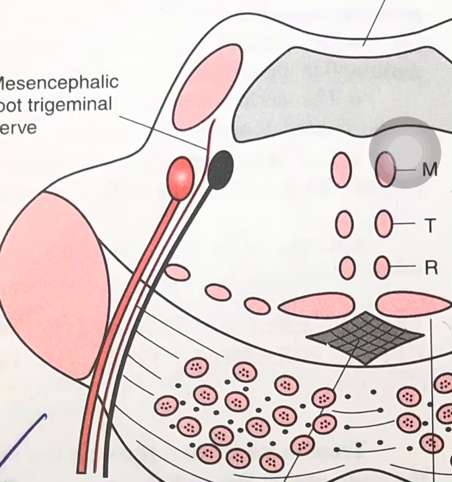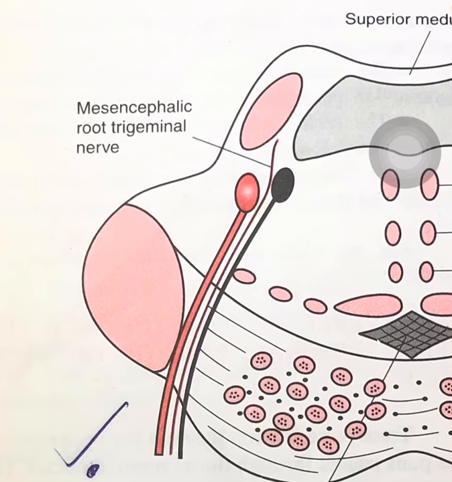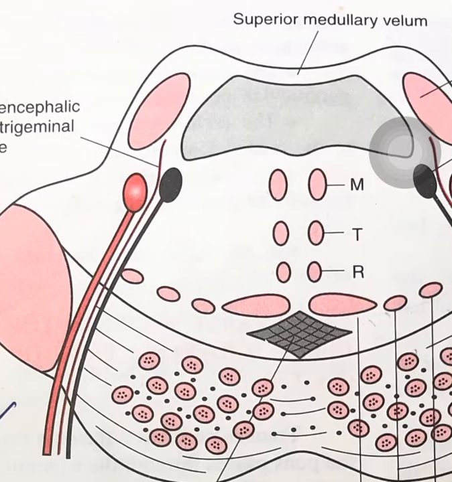Both nuclei you can see here very well, but another nucleus is not seen here, that is your mesencephalic nucleus of the trigeminal nerve, which is present only in the midbrain. So this is a very important MCQ. Mesencephalic nucleus of trigeminal nerve you cannot see in the pons section. Okay, this is one MCQ.